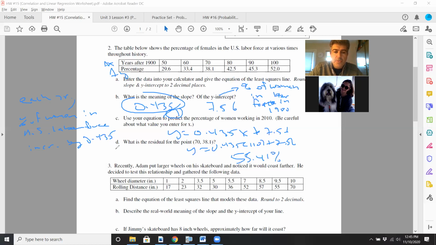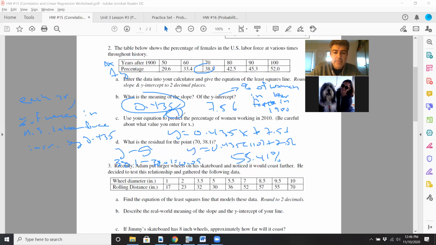And it was a residual. Remember, residual is y minus y hat. So the observed value is 38.1. Duh, we see it right there. The predicted value, if I plug 70 into my equation, 0.435 times 70 plus 7.56, that'd be 38.01. So the residual is 0.09. So all pretty straightforward stuff.